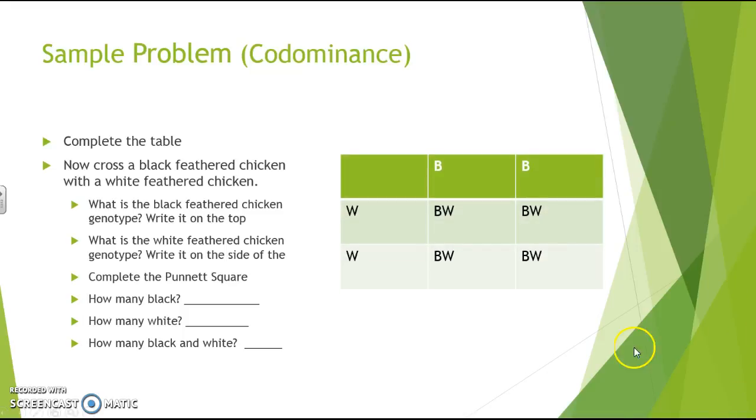All right, so this is your black chicken on top. This is your white chicken on the side, and everybody ended up black and white. So 0 black, 0 white, and 4 black and white feathered chickens. So you've done this outside of class, and then when you come back to class, we're going to work some examples together to make sure that we all can understand it and then move on from here.